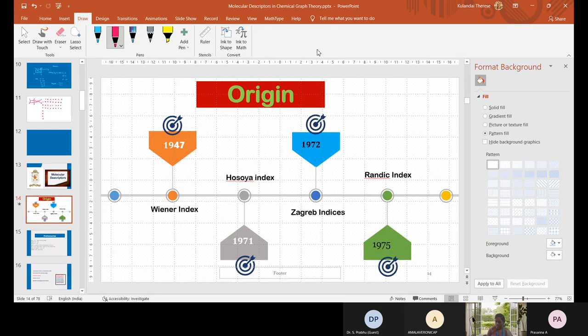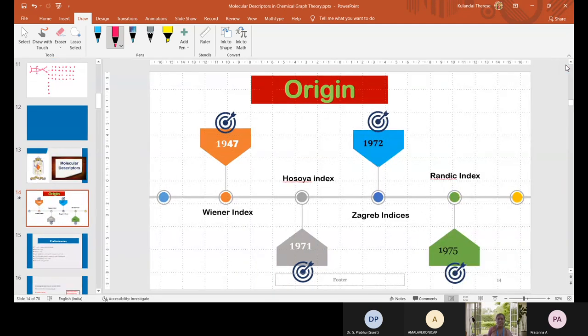Then in 1971, the Hosoya index was found out by Hosoya. Then in 1972, the Zagreb indices were introduced. In 1975, the Randić index is introduced. It is nothing but a degree-based index.